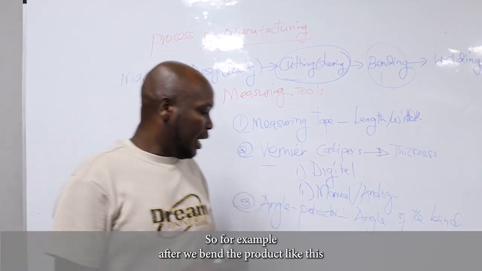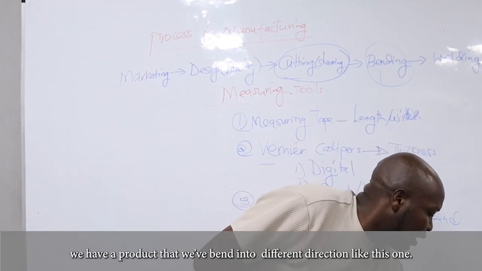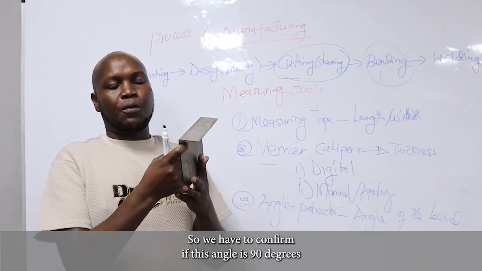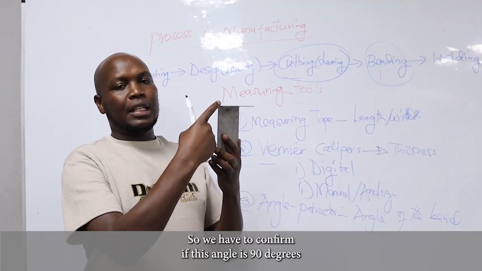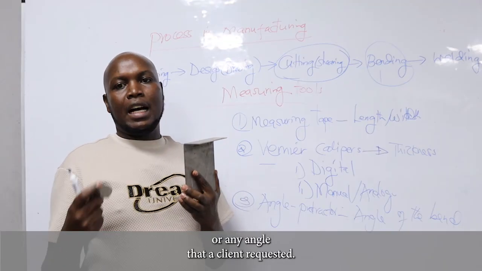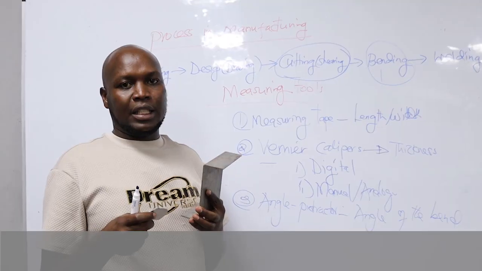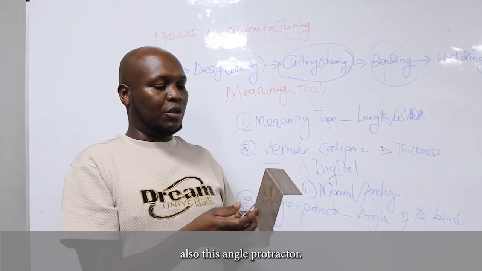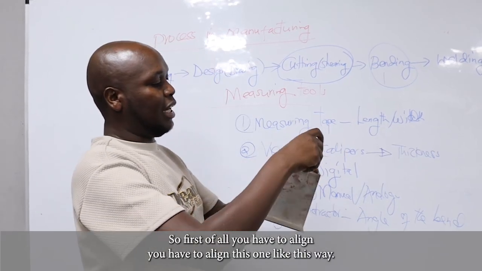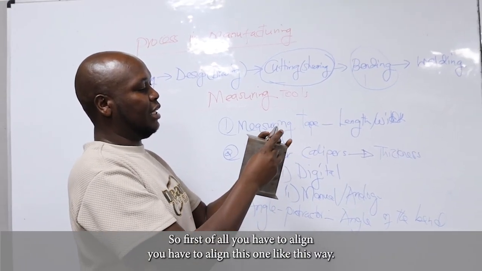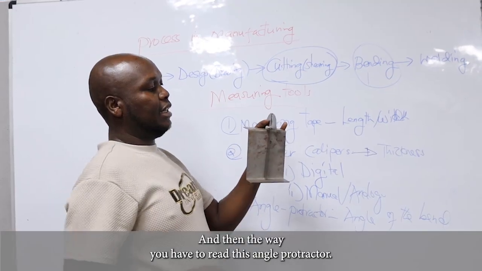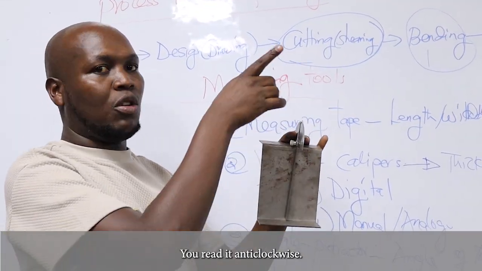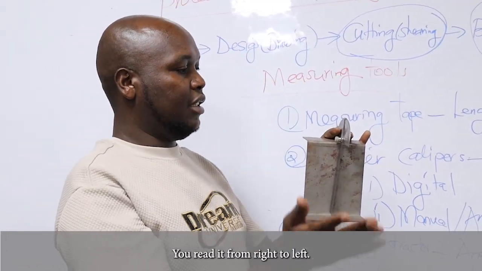For example, after we bend a product like this, we have a product that we've bent into different directions like this one. We have to confirm if this angle is 90 degrees or any angle that a client requested. So there is a way of how to handle this angle protractor. First of all, you have to align this one this way, and then the way you read this angle protractor, you read it anti-clockwise. You read it from right to left.